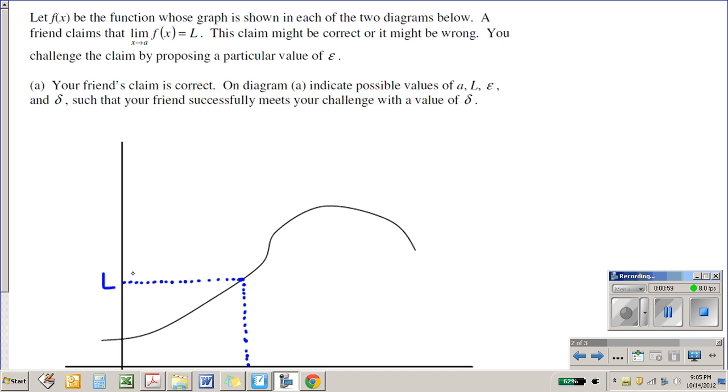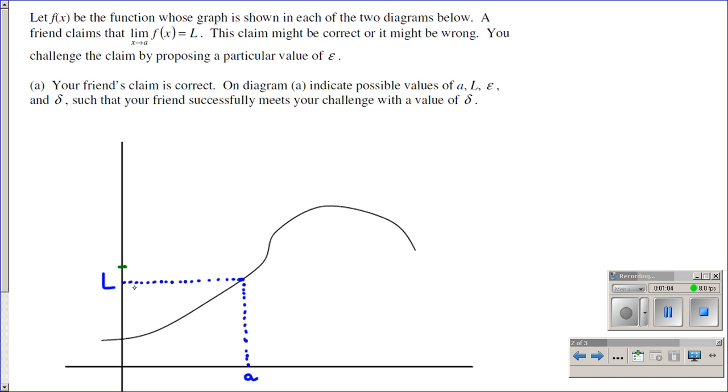Okay, so we are going to choose an epsilon. And remember, epsilon is the distance away from the limit, so this will be L plus the epsilon because we went up, and then we're going to go the same exact distance down. So this is my envelope. So I will want to pick a delta value so that my f of x stays within this envelope.